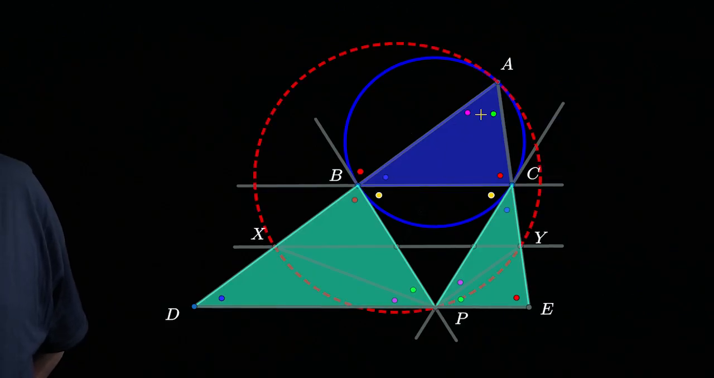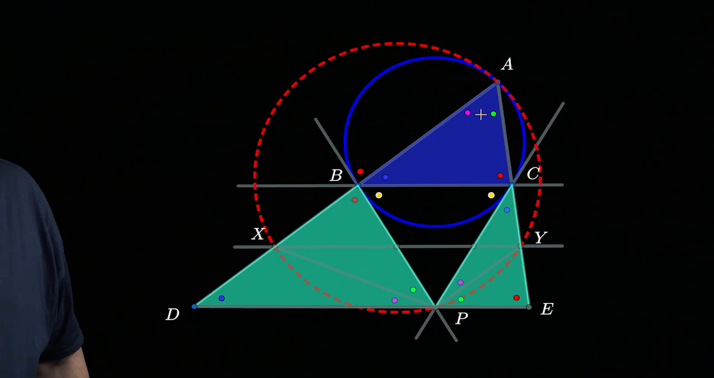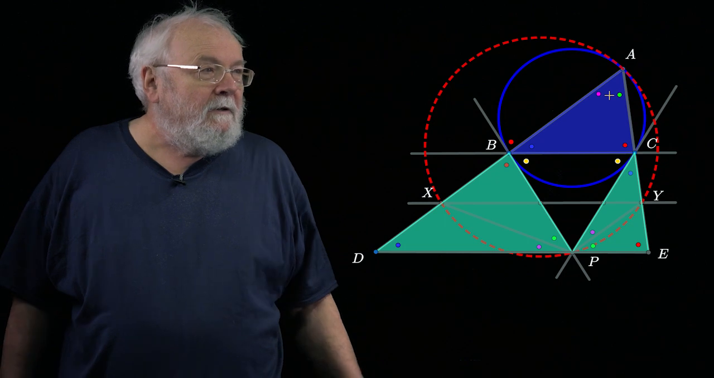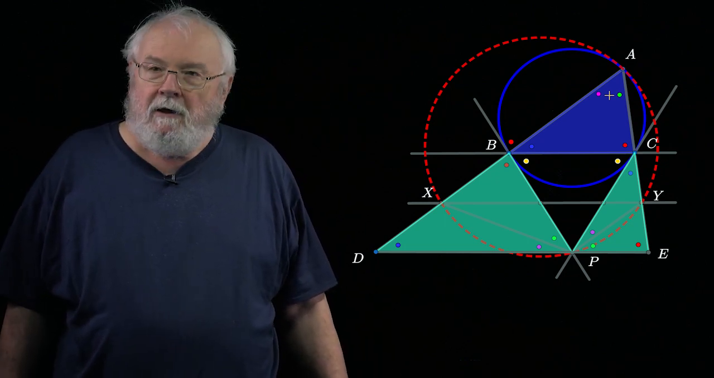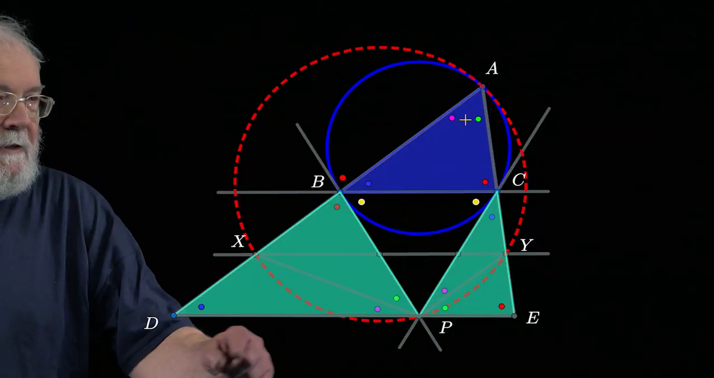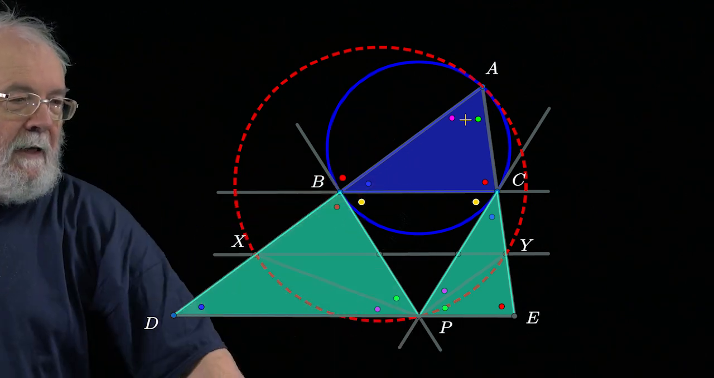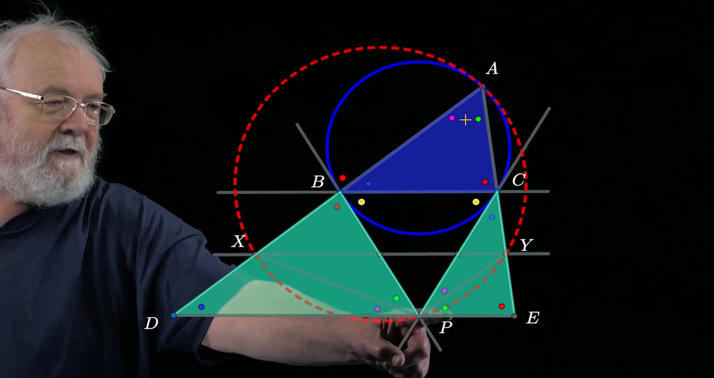And so now we're ready to finish. The plan is to show that AXPY is cyclic because it has a pair of opposite angles which add up to 180 degrees. So this angle up at A, originally marked with a yellow dot, we've established that's the same as green plus magenta. The opposite angle in the quadrilateral AXPY is here, and that's almost a straight line. We just have to remove this angle and this angle.